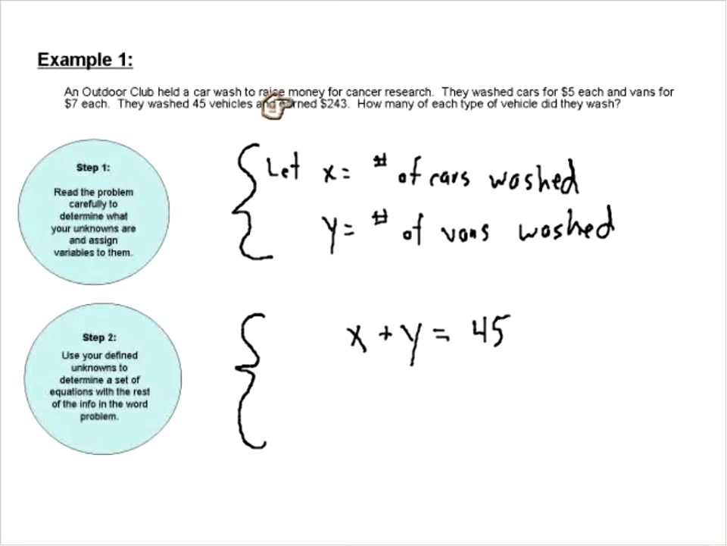Now we have to determine an equation that deals with this piece of information, the $240 and our dollars. We know that for every car that gets washed, they earn $5. So if they washed 5 cars, they would earn $25. If you washed 10 cars, you'd earn $50. If we washed X cars, we're going to get 5 times X. So whatever that X value is, we multiply it by 5 and that's how much money you'd get from washing cars.